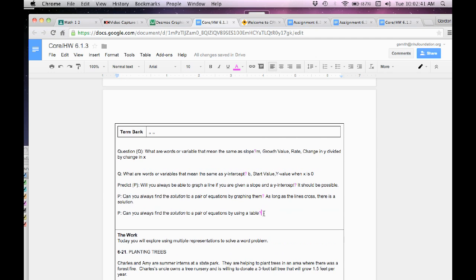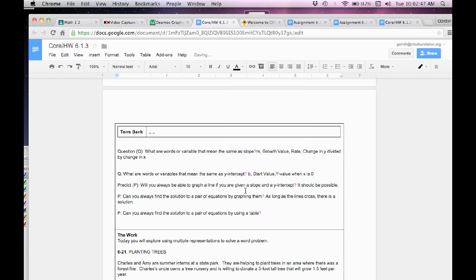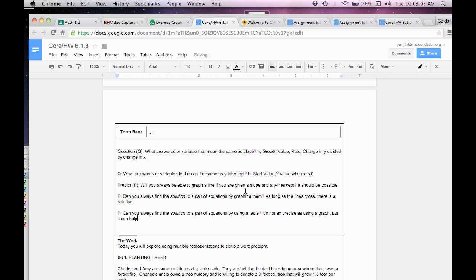So can we always say it's not as precise as using a graph, but it can help you, I'll use the word approximate. That means to tell about a solution. So you might never be able to find a solution, but you can approximate a solution. And that works.